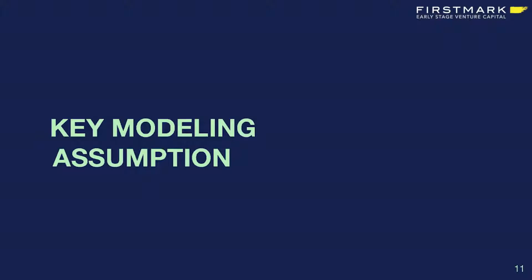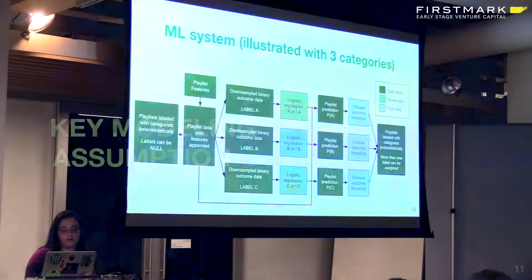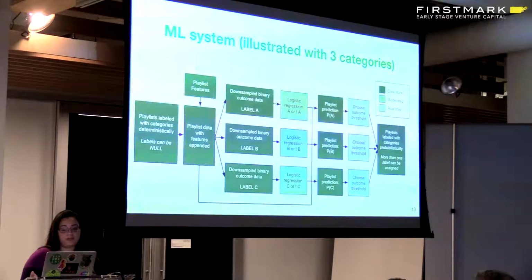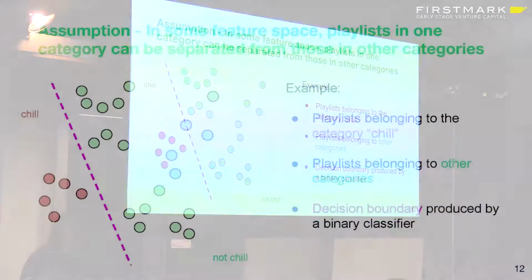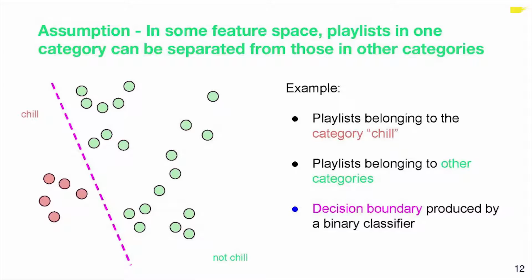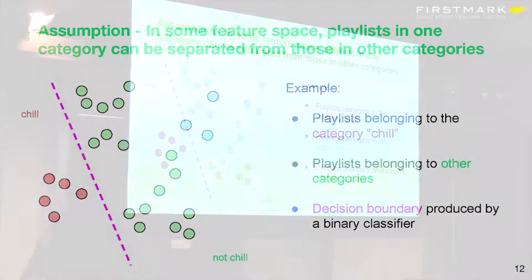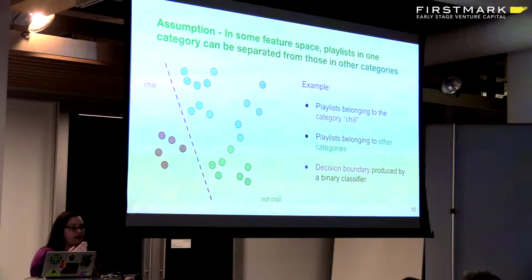Okay, so in this model that I've shown you here, where this binary classifier is used basically to distinguish whether something has a given label or doesn't, there's a key modeling assumption that's being used. The key modeling assumption is that if I consider some feature space, and I haven't specified what the feature space is yet, but if I'm just thinking about some feature space that describes these playlists, I'm assuming that I actually can come up with a good decision boundary that allows me to separate category from not category. So here I could separate the chill playlist from the not chill playlist.